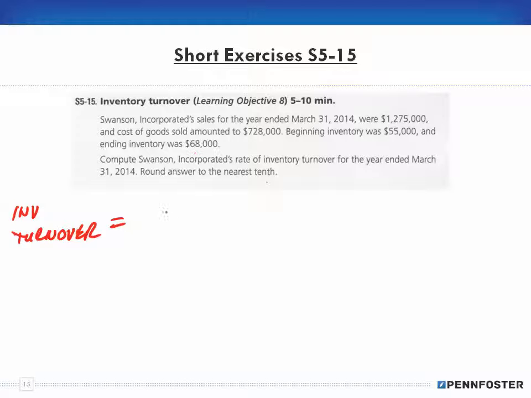All right. The formula was average inventory on the bottom. And remember, average inventory means beginning plus ending divided by 2. Okay. And on the top we have our cost of goods sold. So that's our formula, right? Now let me do this here. Right, so what's our cost of goods sold? Right, it said the cost of goods sold amounted to 728,000.